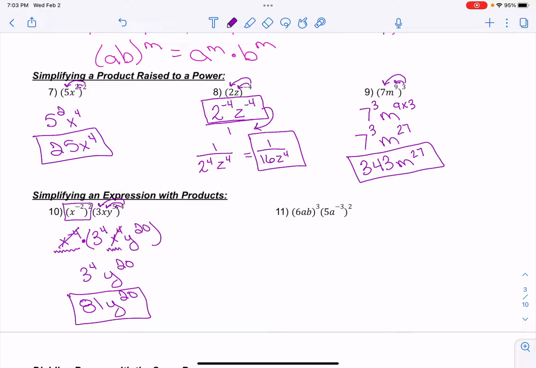All right, number 11 says 6ab to the third power and 5a to the negative 3 to the second power. So in both cases, we have to distribute that exponent to every piece on the inside. So for that first piece, we have 6 to the third, a to the third, b to the third. And in the second piece, we have 5 squared, a to the negative 6, because we do negative 3 times 2 to get negative 6.